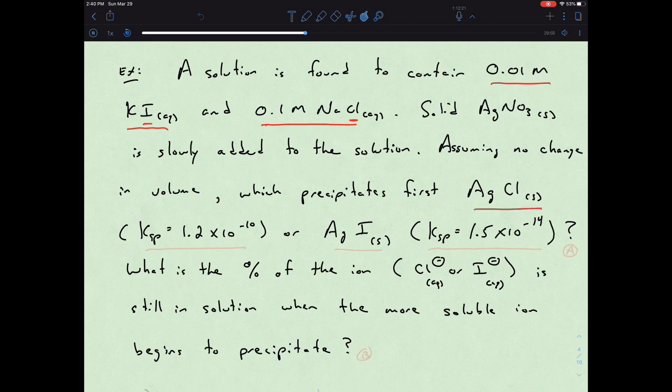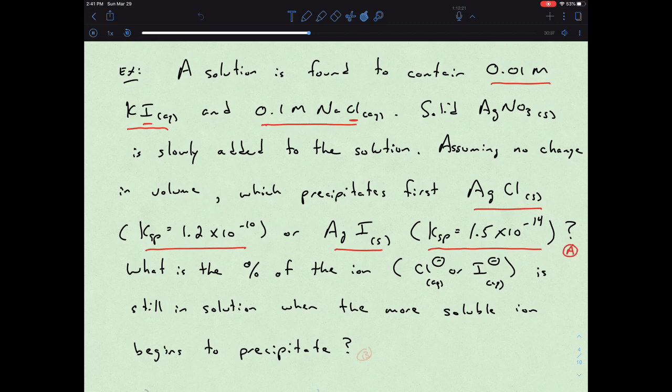And we have information as far as their KSPs. We might already be able to predict that silver iodide probably falls out of solution first, given how small its KSP is relative to the silver chloride. But to be honest, we still want to go through this ritual of solving for the molar solubilities to be absolutely positive. So that's really our part A question.